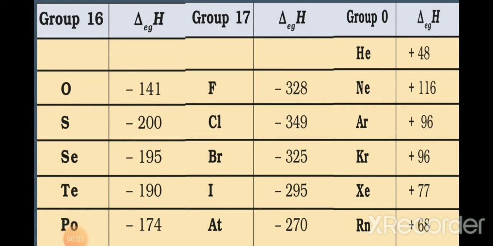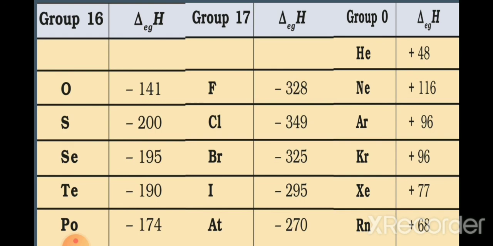Consider group 16 and group 17 elements. Group 17 elements have higher negative electron gain enthalpies. This shows that these elements have greater tendency to gain an electron. This is because by gaining an electron, they can attain stable octet configuration.